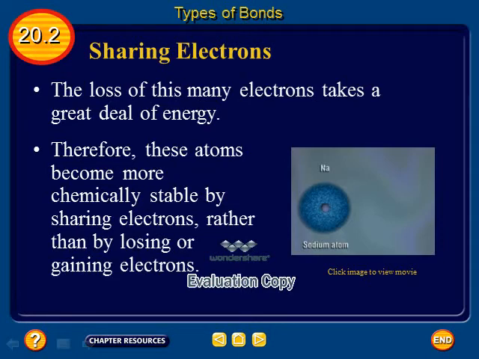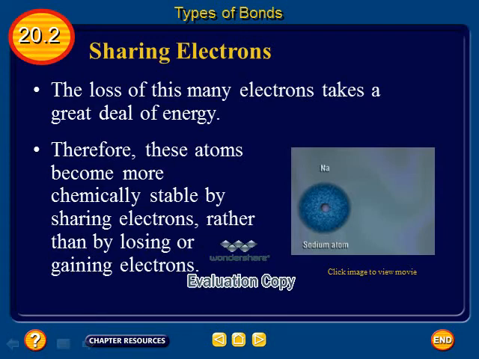We can illustrate this in the attached movie. A sodium atom contains 11 electrons, 2 in the first energy level, 8 in the second, and 1 in the third. A chlorine atom has 17 electrons, with the outer level holding 7 electrons.